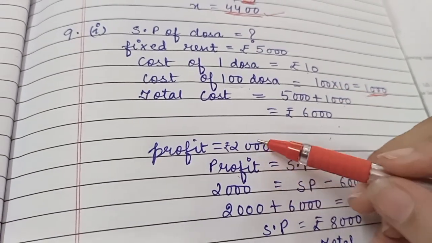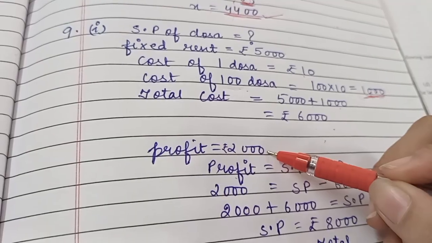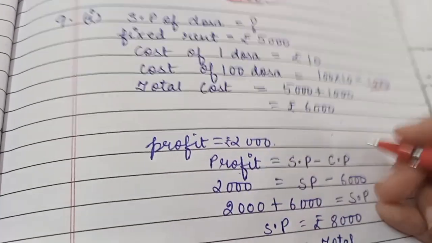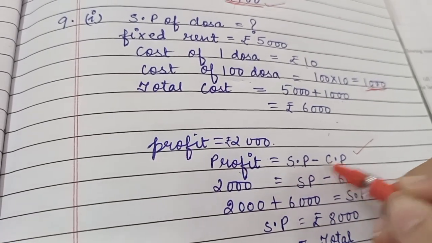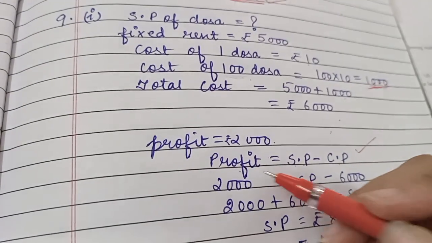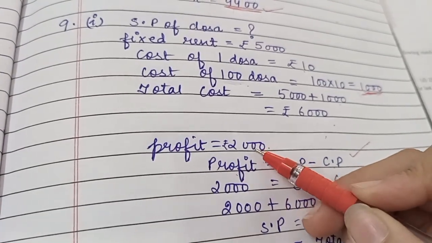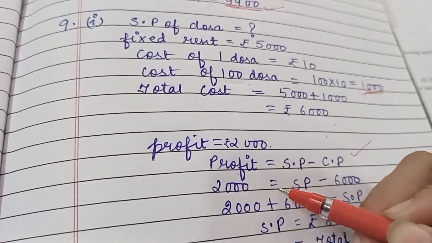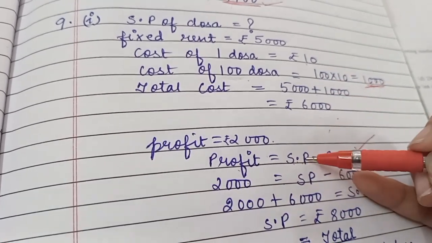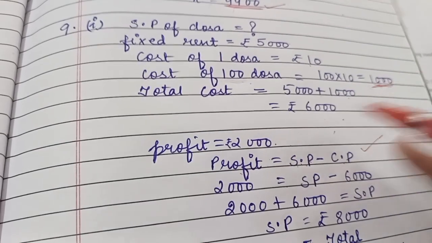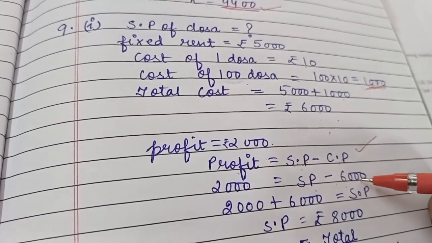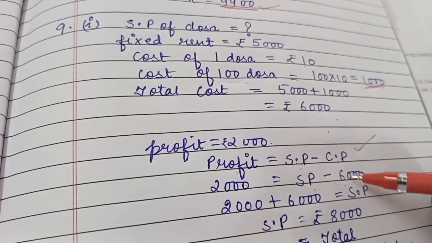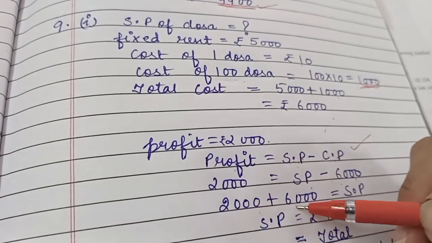Second thing, they have given you the profit also. What was the profit they have given? Rupees 2,000. So now the formula is profit equals SP minus CP, selling price minus cost price, correct. In place of profit substitute the value, that is 2,000. Equals will remain as it is. Selling price is not given, we have to find that. So here we are going to find the total selling price, so selling price minus the cost price, which is 6,000 rupees. On the right hand side it is being subtracted, on the left hand side it will come as addition. Correct? Selling price is 8,000.